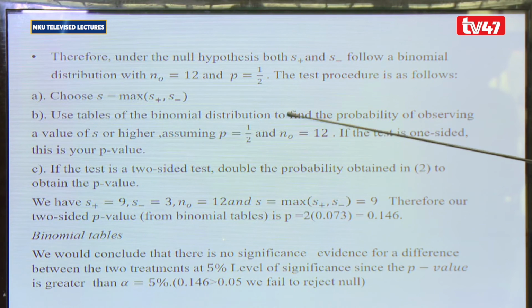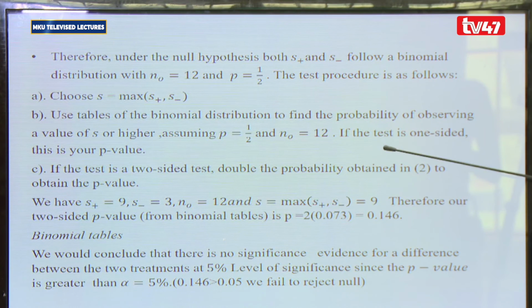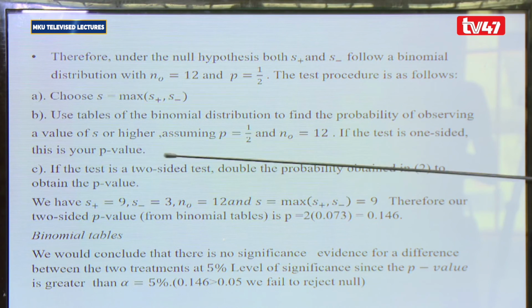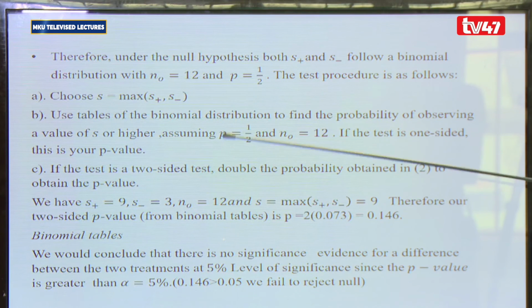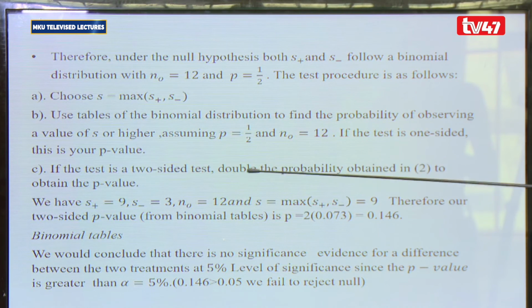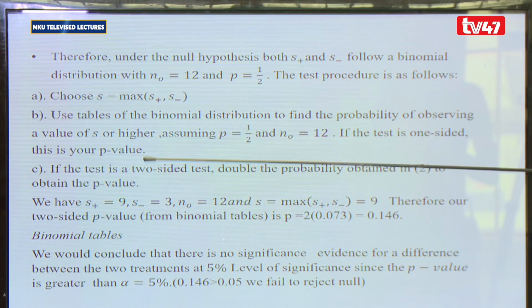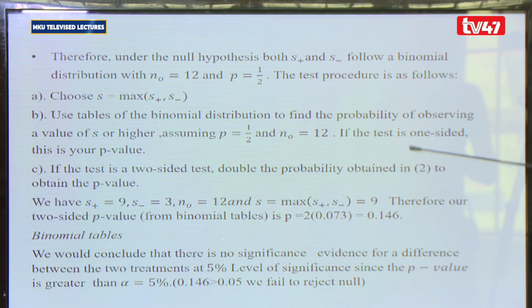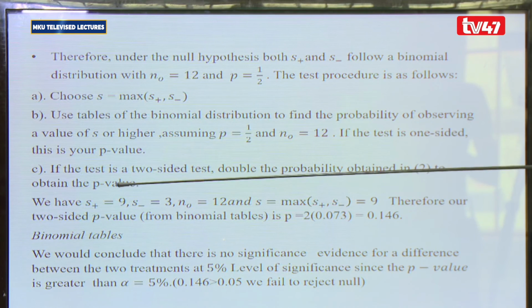We use the binomial tables to find the probability of observing a value of S or higher, assuming P is equal to a half and N is 12. If this test is one-sided, then this is our p-value. But remember, in our case, it is two-sided. So the test is two-sided. We double the probability obtained in B, not 2. It is supposed to be B, not 2.